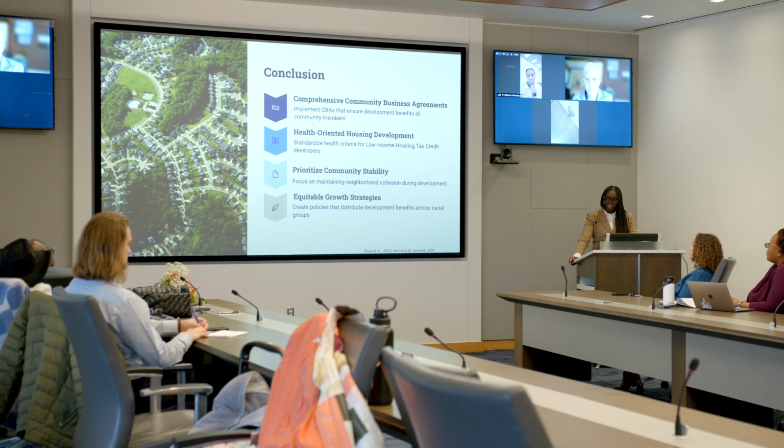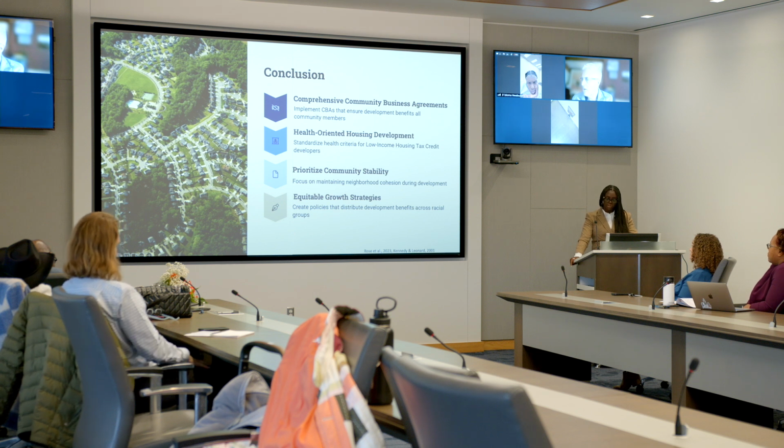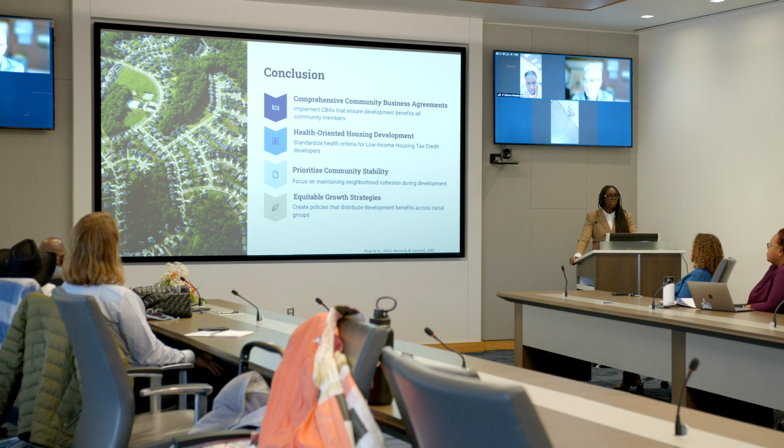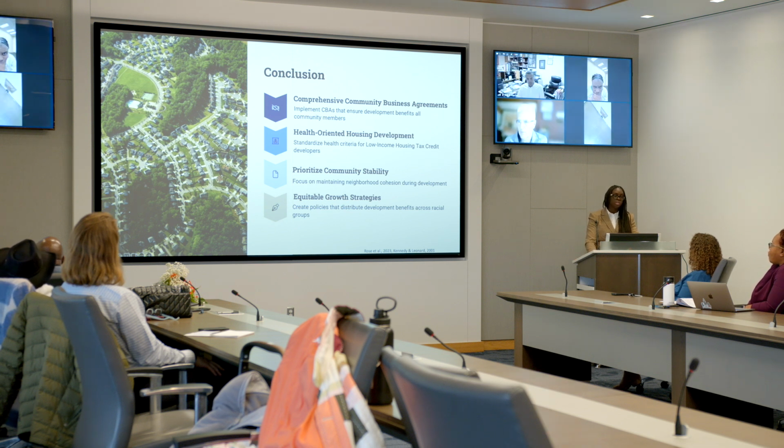Policies shape how issues like displacement and gentrification affect racial mortality disparities among races. Strategic interventions, such as comprehensive community business agreements or standardized health criteria that incentivize low-income housing tax credits on a state level for developers interested in health-oriented development, can ensure that everyone benefits from development without increasing these disparities over time. By prioritizing stability, targeted health efforts, and equitable growth, policymakers, public health practitioners, real estate developers, architects, urban planners, and everyone alike can create healthier and more inclusive communities.